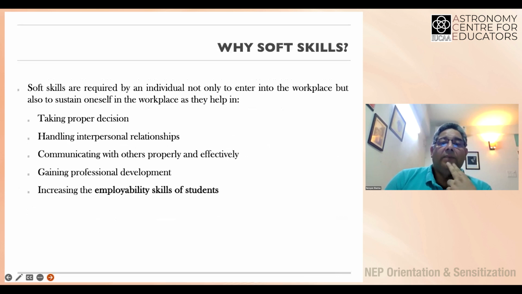Soft skills are required by an individual not only to enter the workplace but also to sustain oneself in the workplace, as they help in taking proper decisions. The soft skills help in handling interpersonal relationships, and if a candidate or employee possesses soft skills, they can communicate with others properly and efficiently, and they can also gain professional development. And ultimately, it increases the employability of the students. That's why I'm putting a lot of emphasis on soft skills along with the hard skills, because if students from a university or any institute pass out with both these skills, their chances of getting employment are much higher.